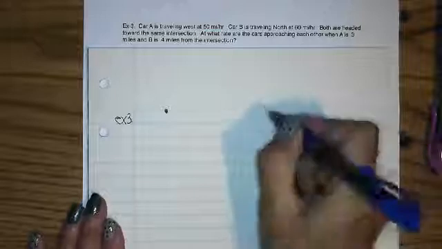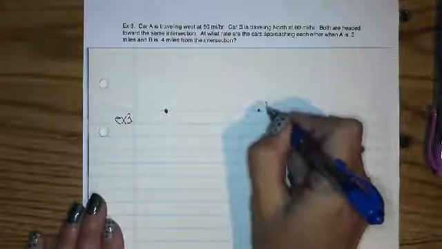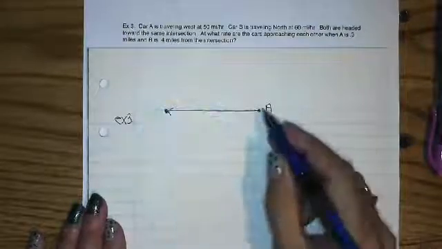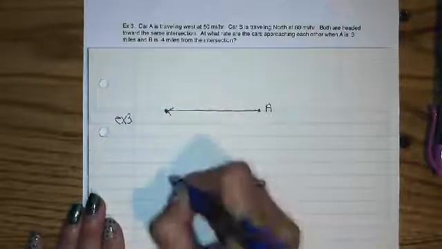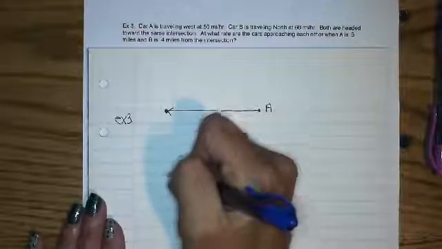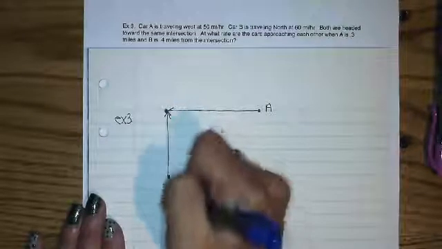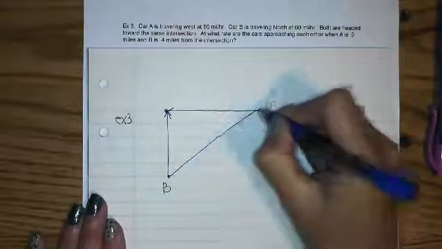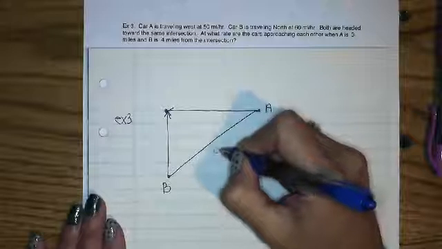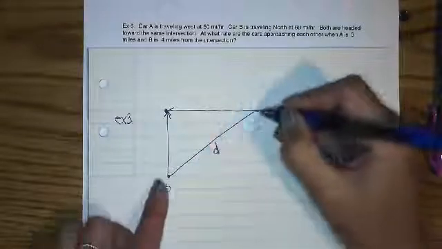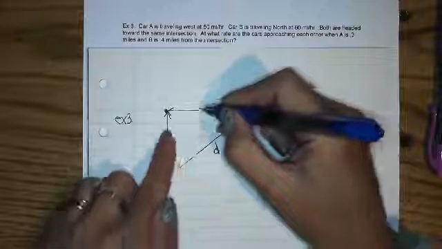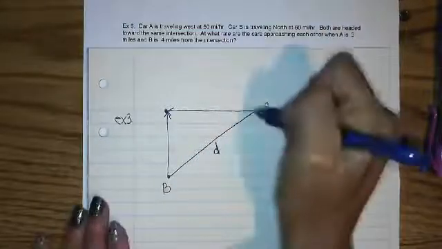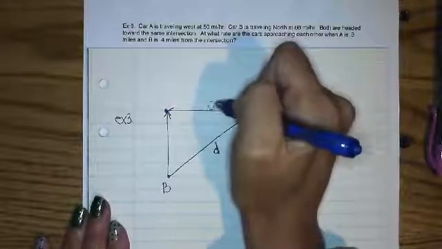So picture first. Here's my intersection. Car A is traveling west to get there. So that means car A is over here and it's traveling west to this intersection. And car B is traveling north to get to that intersection. So that means car B is down here. And we're talking about the rate that these two are approaching each other, this distance here. As they move, their distance is decreasing, and we want to know at what rate they're approaching each other.